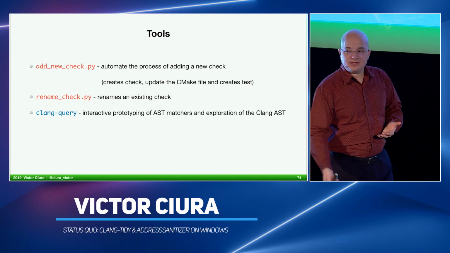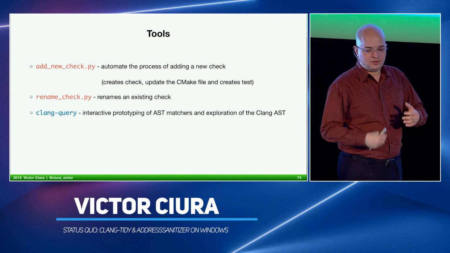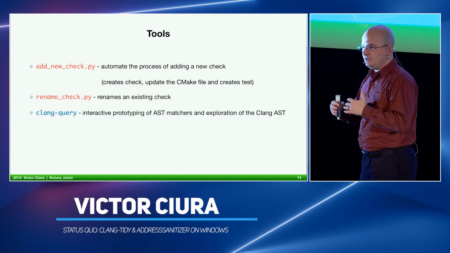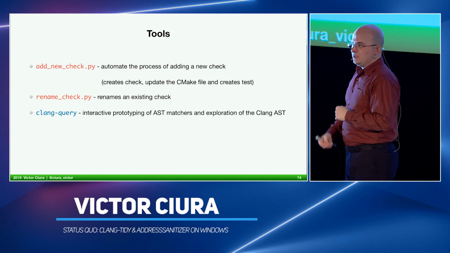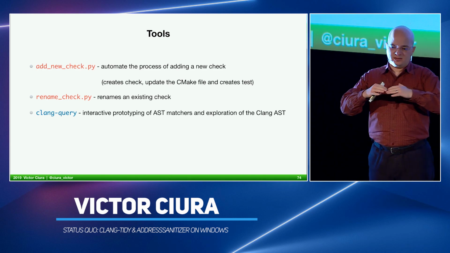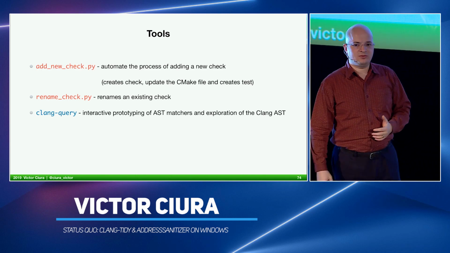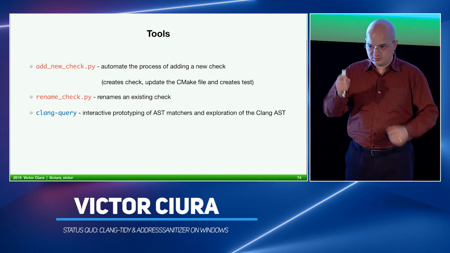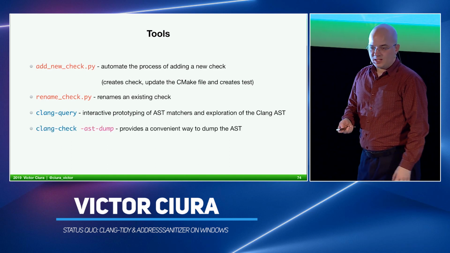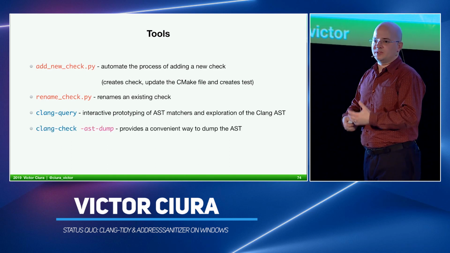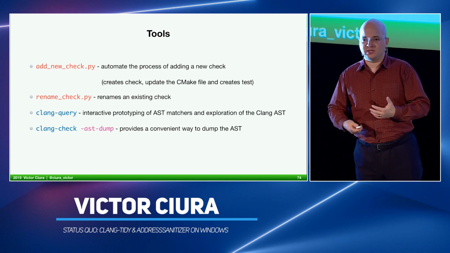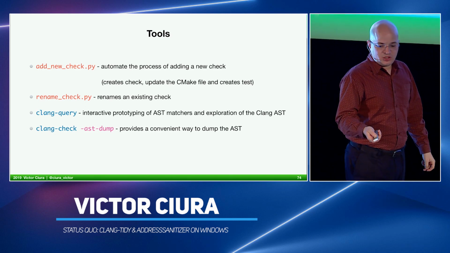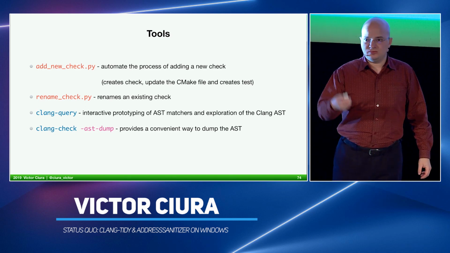You can use the Clang query tool I referenced earlier to do interactive prototyping with the AST matchers and explore the structure of the AST. The Clang query is a very nice tool to try to visualize the AST for the pattern you're trying to match and find the appropriate identifiers or declarations that you're targeting. And it's a rinse and repeat kind of process. You won't get it the first try, so you have to experiment with it and see how it works. Clang check, you can dump the AST to visualize it.